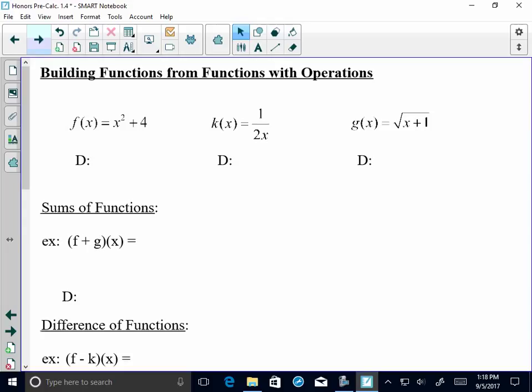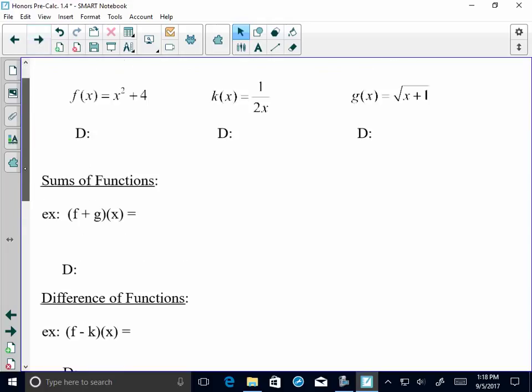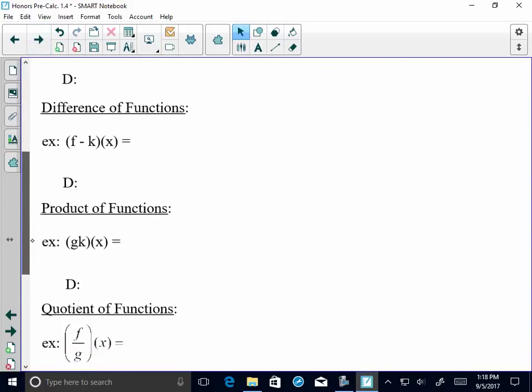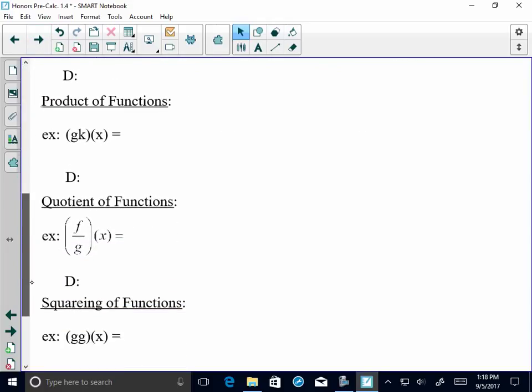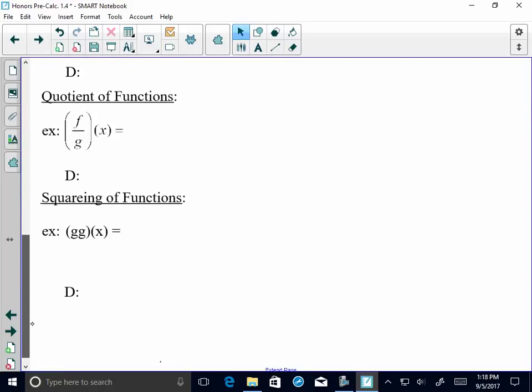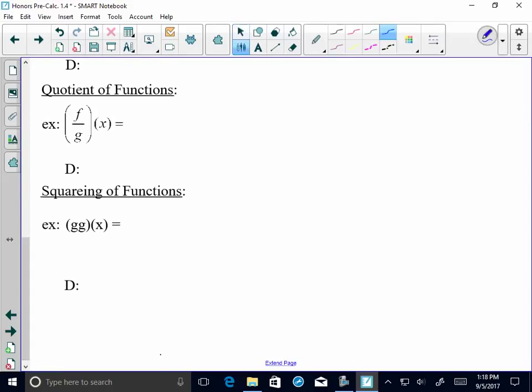I want you guys to go through and find the domains for each of these functions and then combine these functions in the given ways. Now, most of these functions, these combinations of functions are pretty easy to read. We've got addition, subtraction, multiplication, and division. This last one takes a little bit of explaining. Right here, when we say g of x, that's g times g of x. So really, this guy is g of x times g of x.